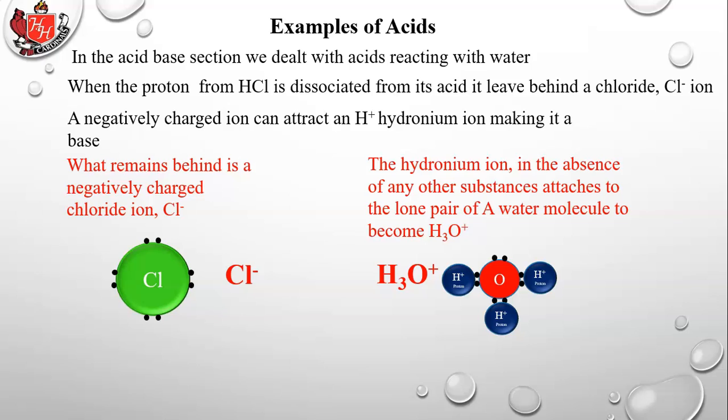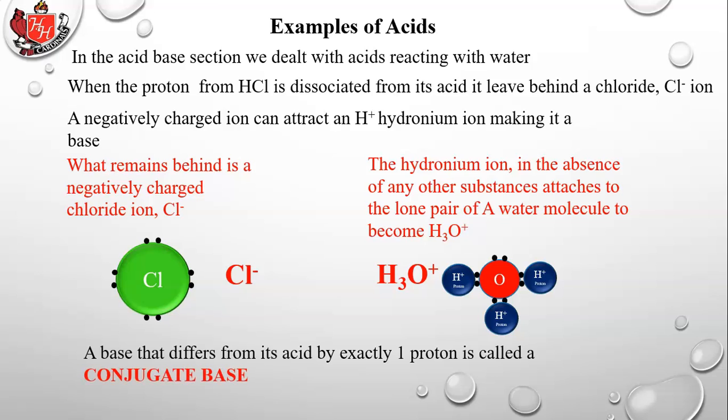So remember, either H+ or H3O+ can both be called a hydronium ion and can be represented in a chemical equation. I prefer we use H3O+ because that's actually chemically what it is. It's a water molecule with an extra proton attached. A base that differs from its acid by exactly one proton is called a conjugate base. So hydrochloric acid, HCl, and the chloride ion, Cl-, are a conjugate acid-base pair. Think of them as like brother and sister.